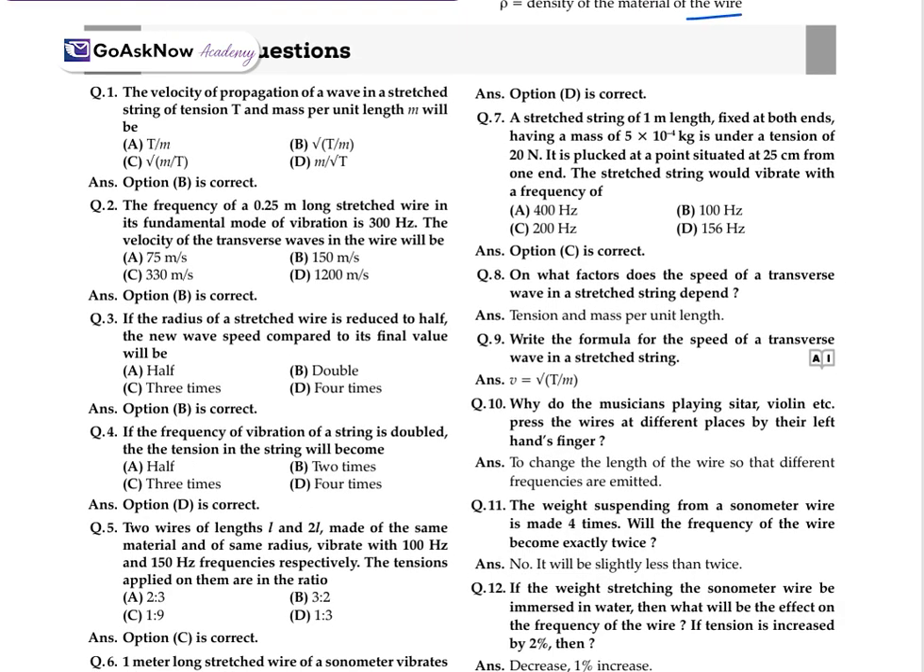Now let's move ahead with the 1 mark questions. Here the velocity of propagation of a wave in a stretched string with tension T and mass per unit length m will be square root of T upon m. We have studied it. Also, if the radius of the stretched wire is reduced to half, the new wave speed compared to the original value will be double.